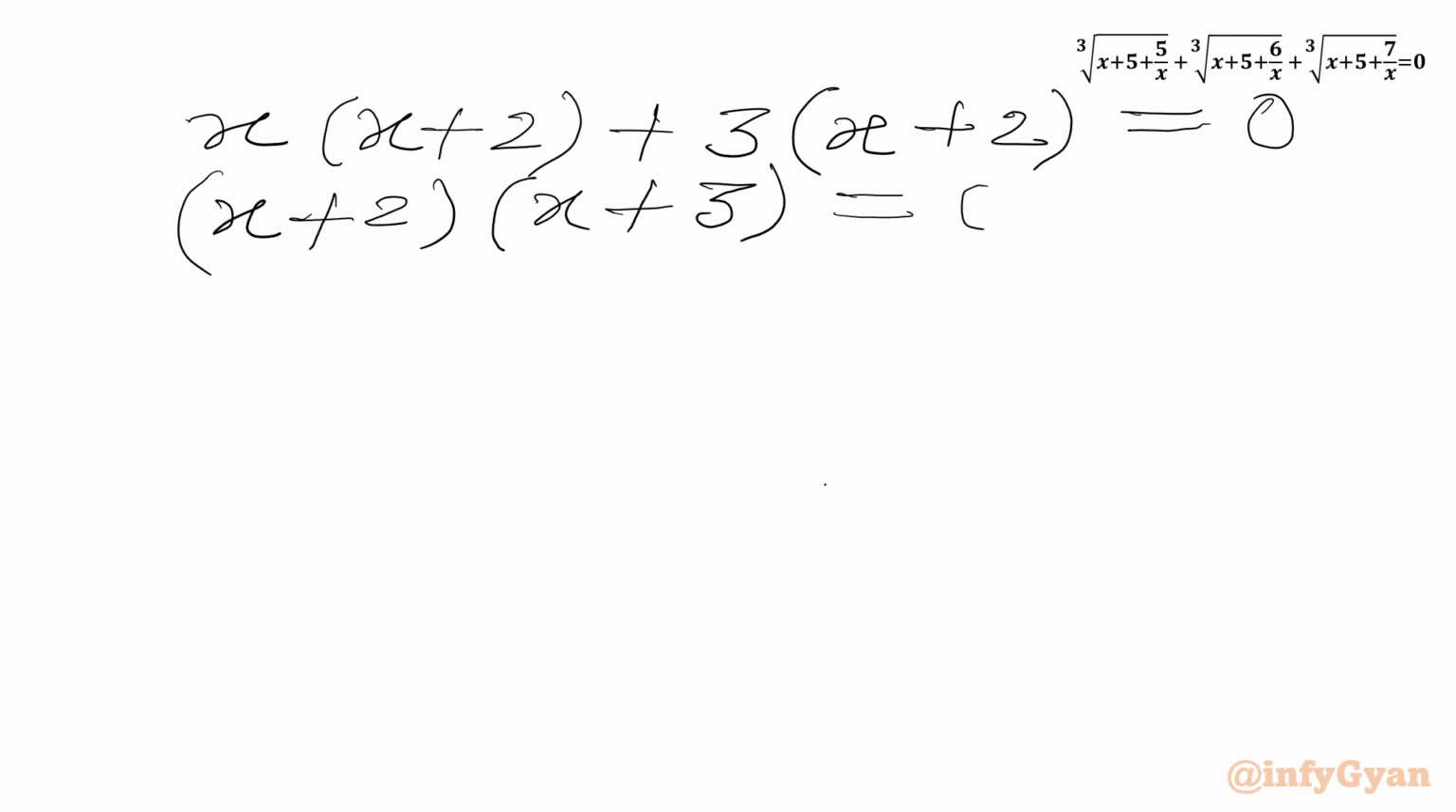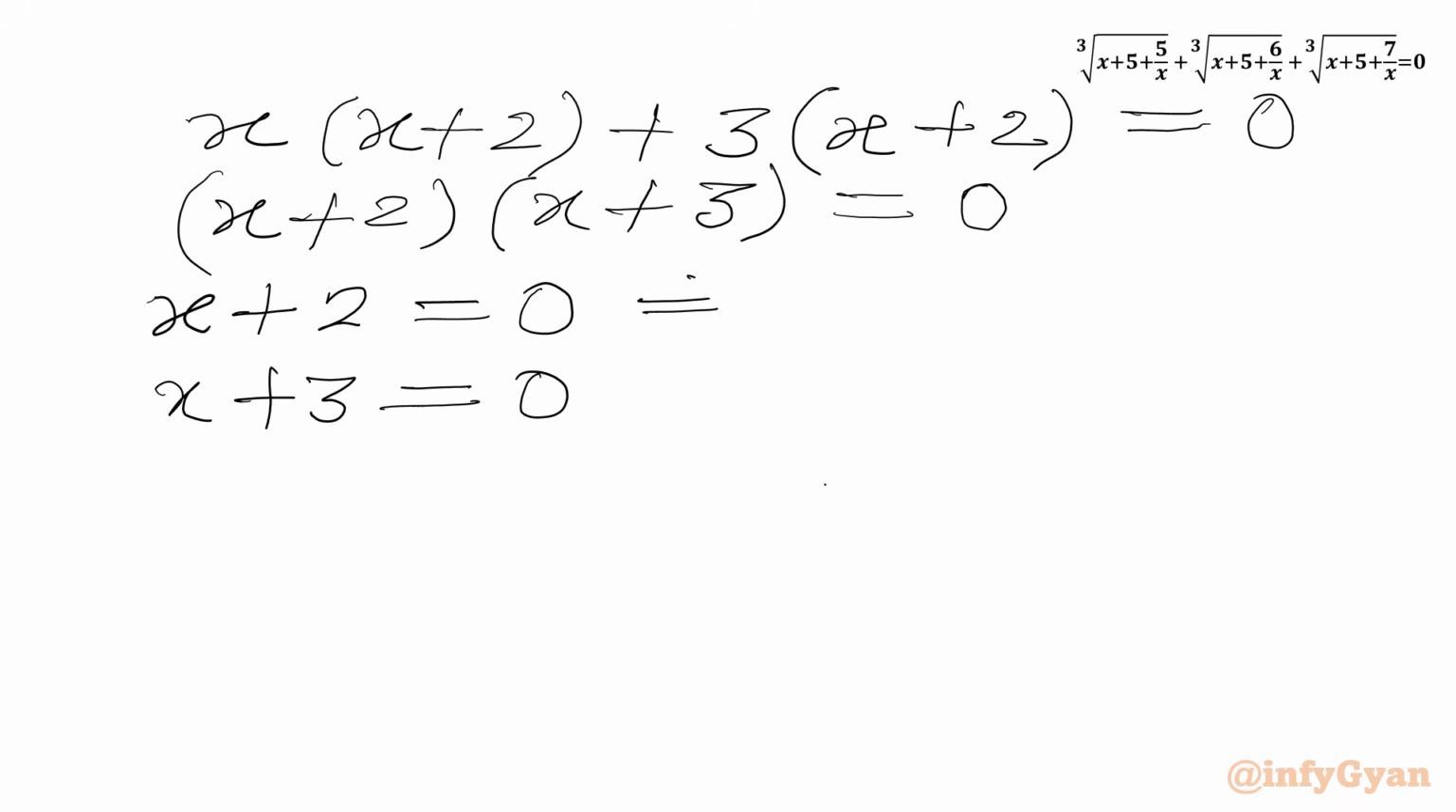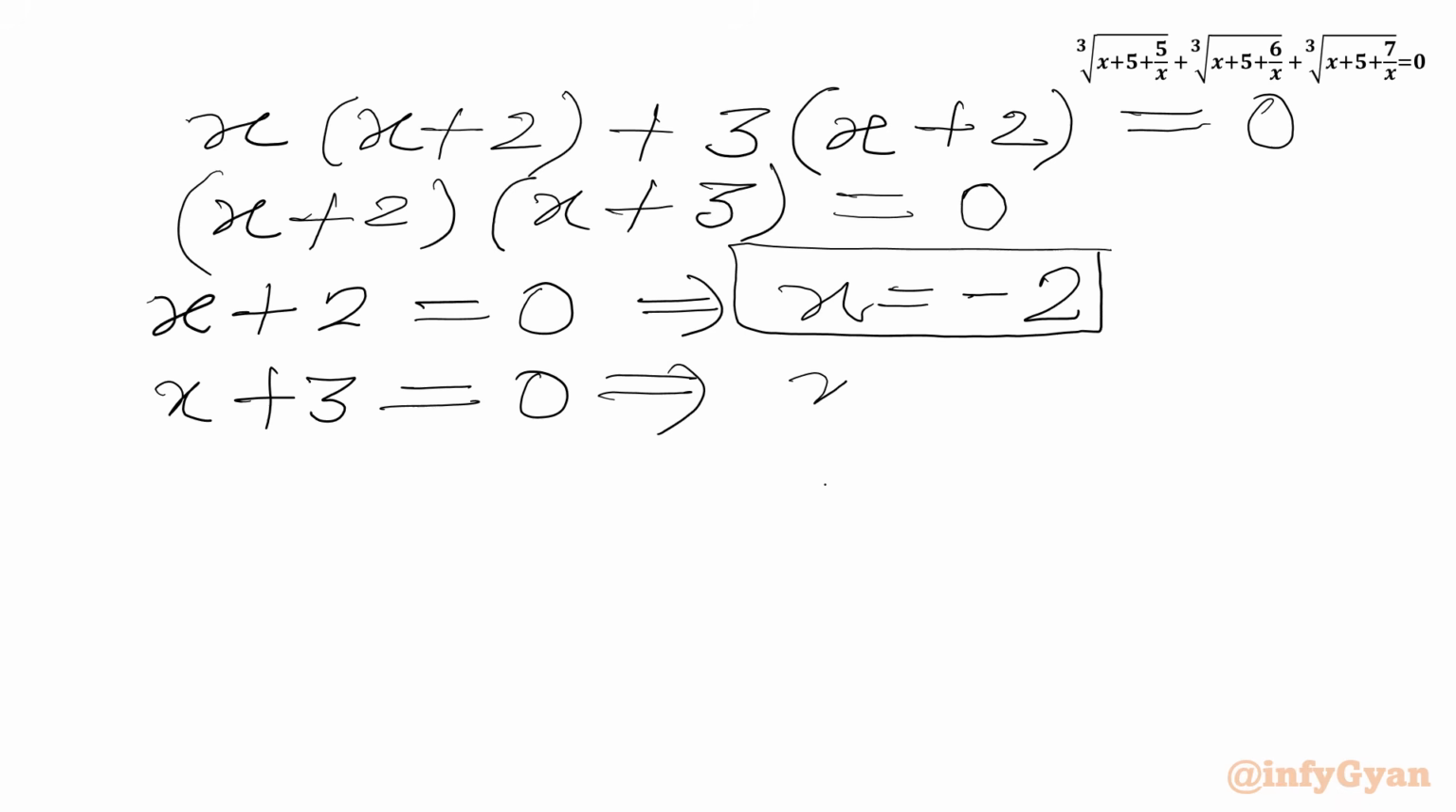Now we will be using product 0 rule. So we'll write either x plus 2 equal to 0 or x plus 3 equal to 0. So from our first equation we are going to get our first real solution, negative 2. And from second equation we are going to get second real solution, negative 3. So we have two solutions for our equation, negative 2 and negative 3.